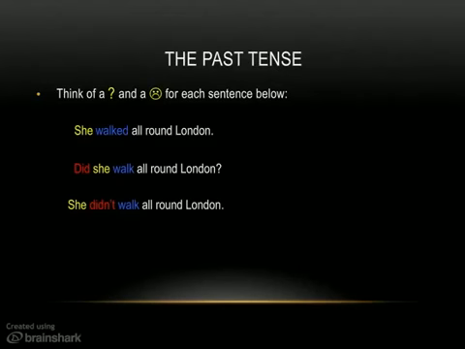Ik hoop dat je nu een beetje de smaak te pakken hebt en dat het steeds simpeler wordt. She walked all around London. Did she walk all around London? And the answer is yes, she did, or no, she didn't. En hier met negatief, dus no, she didn't walk all around London. En een volgende.